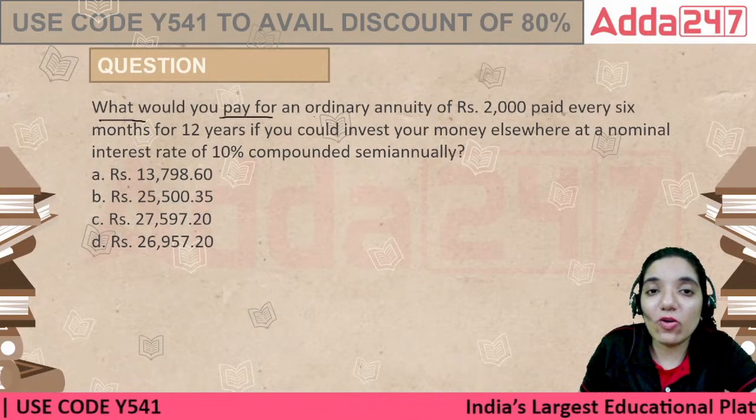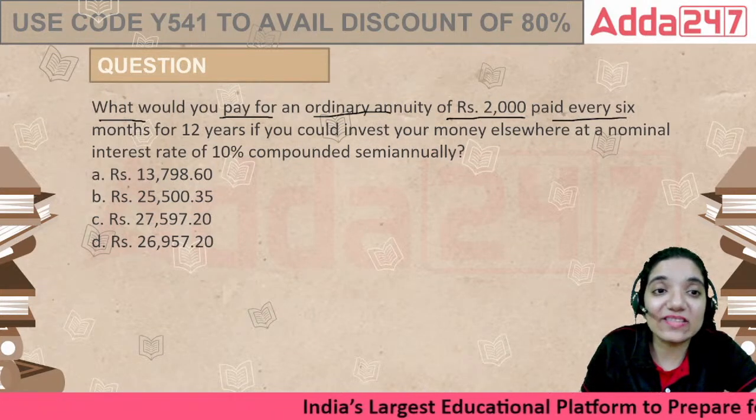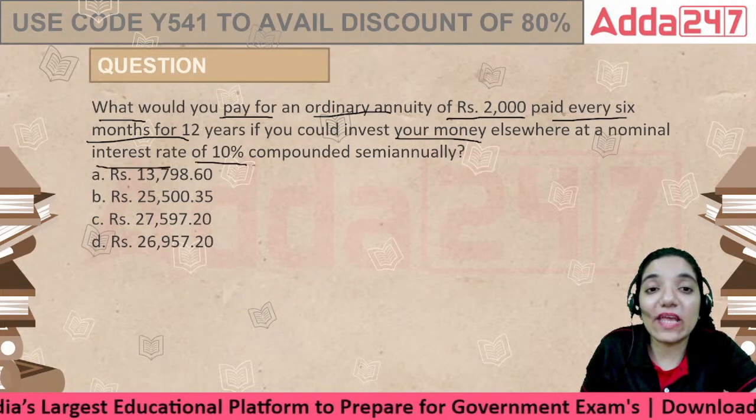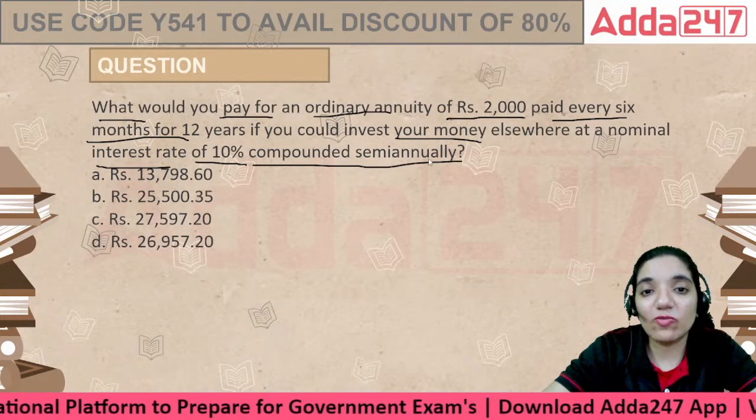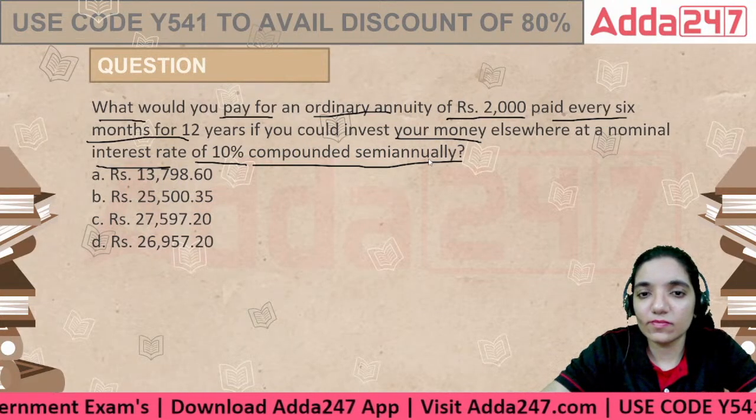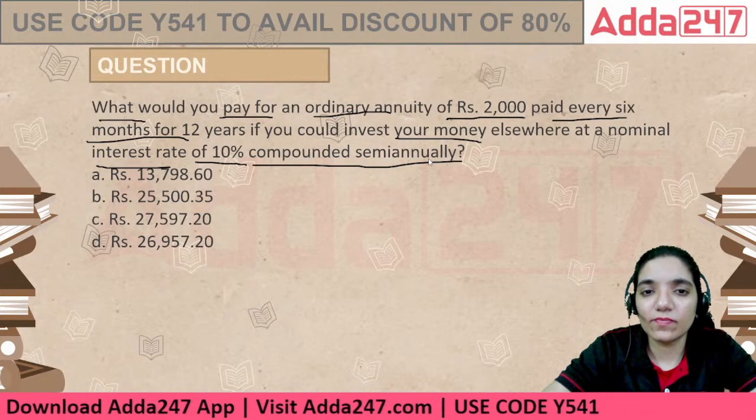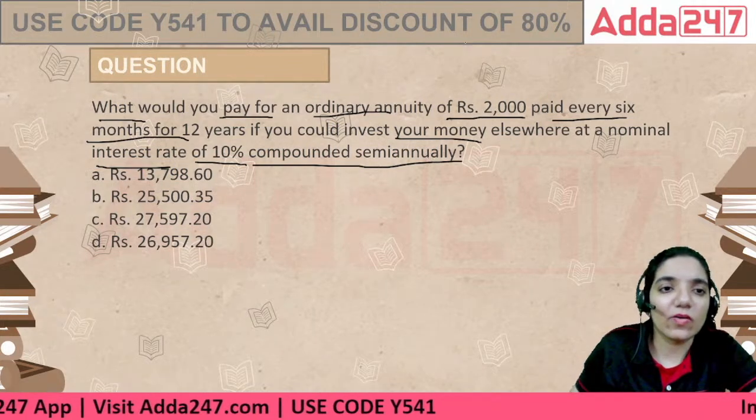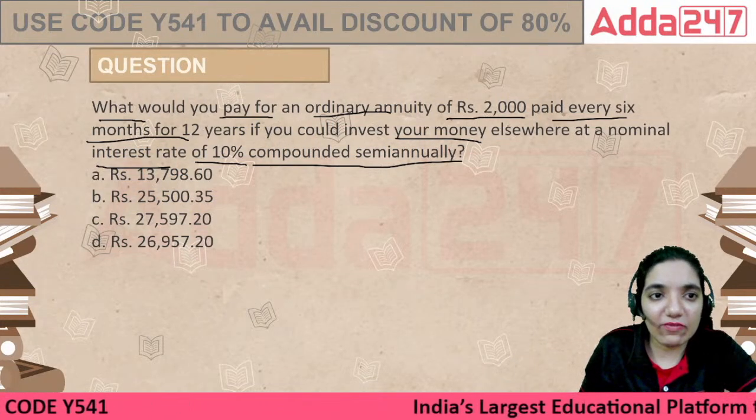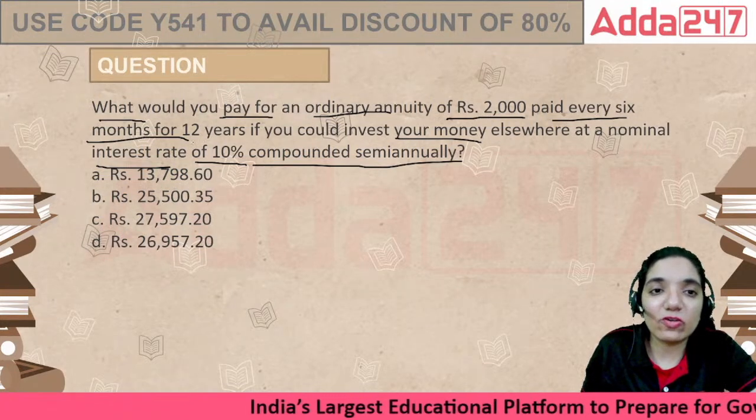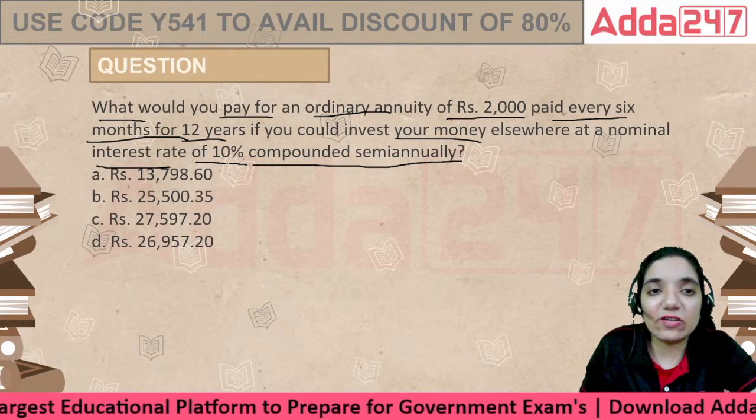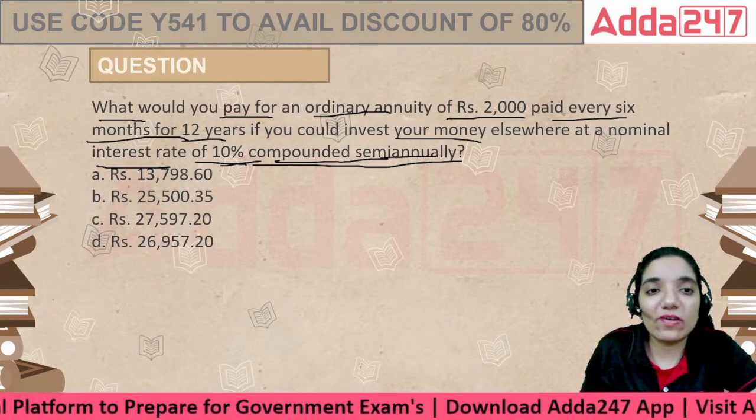What would you pay for an ordinary annuity of 2000 paid every 6 months for 12 years, if you could invest your money elsewhere at a nominal rate of interest of 10% compounded semi-annually? So how do we find this one? The question says, what would you pay for an ordinary annuity of 2000, paid every 6 months for 12 years, if you could invest your money elsewhere at a nominal rate of 10% compounded semi-annually? This is the rate of interest that is given to you.